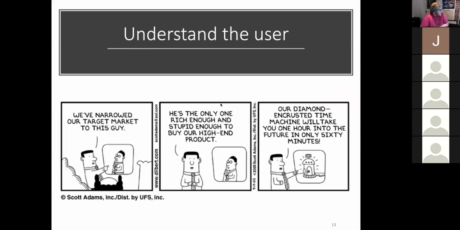All right, we got more Dilbert. We've narrowed our target market to this guy. He's the only one rich enough and stupid enough to buy our high-end product. Our diamond encrusted time machine will take you exactly one hour into the future in just 60 minutes. So what we need to do is understand the user's needs.